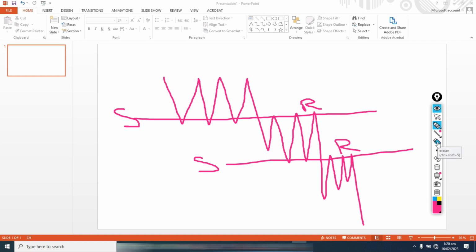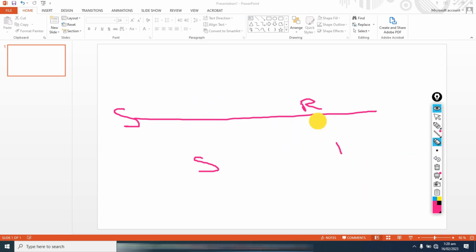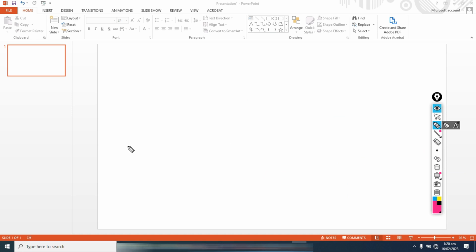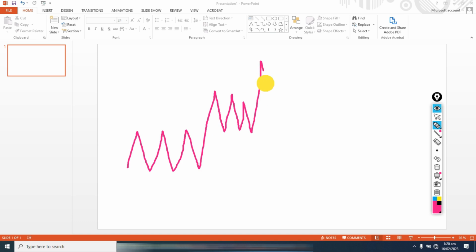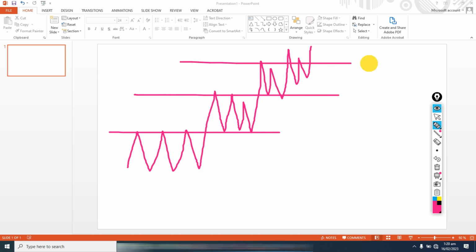Let me quickly wipe this. Let's get our eraser. I want to be thorough on this. So it can equally be done like this. It can be like this, and boom, goes back up again, and up it goes. So here is our level of resistance before now, and here, and here. Here's our first resistance, and once broken it becomes a support. And here's a resistance we have before now, and once broken it becomes a support. So it continues that way.